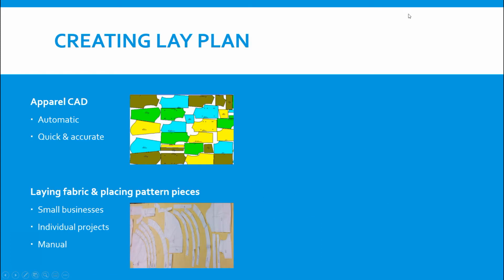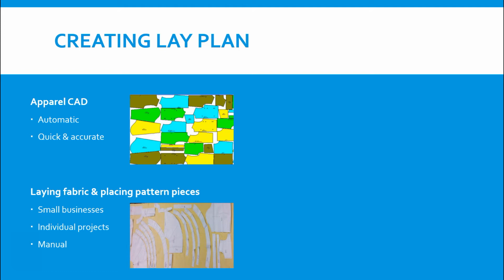So there are two common methods in creating lay plan. Firstly, using apparel CAD such as Gerber, Lectra, Optitex. These companies provide a software which could generate garment patterns. Also, this software provides a function to automatically produce lay plan for you. And it can quickly and accurately create your lay plan and calculate efficiency and wastage for you.